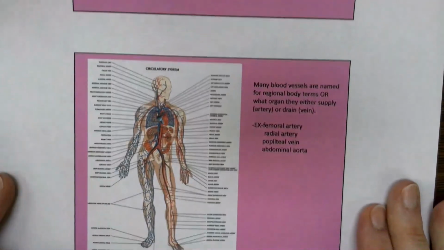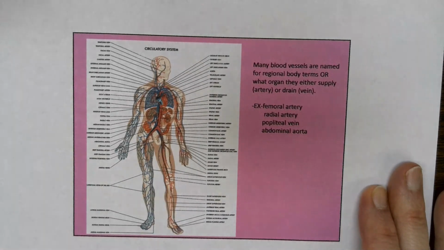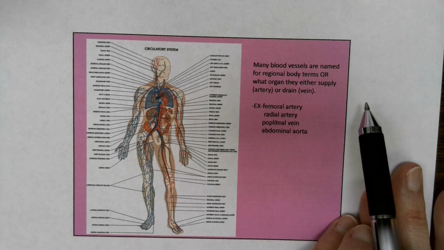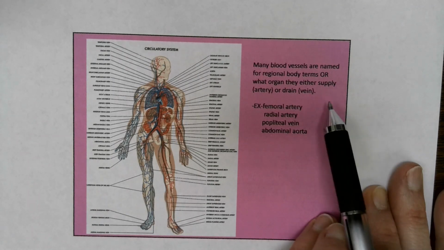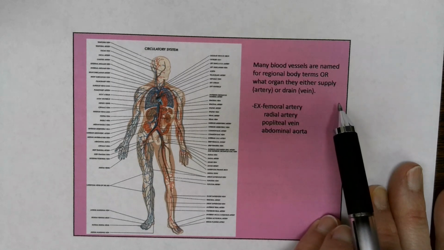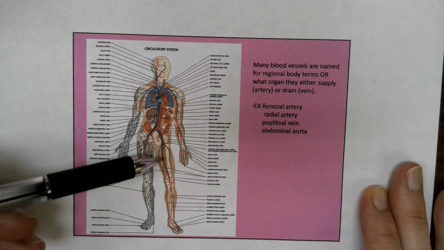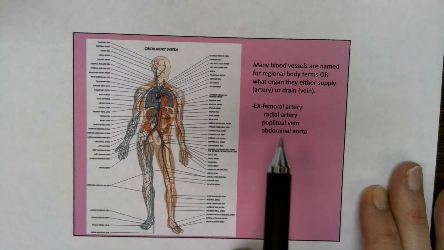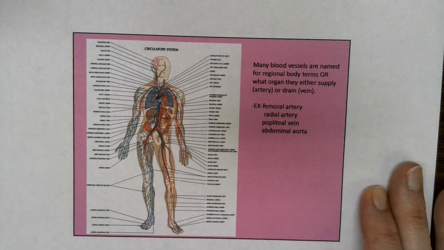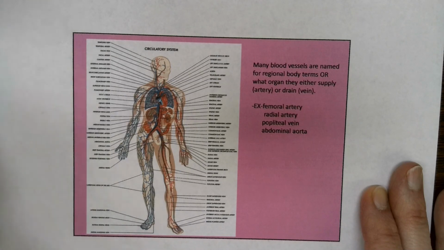So then I was going to just mention this. We don't do a whole lot with this, and I know you can't read hardly anything on here, but I just figured I'd mention that a lot of our blood vessels, not all of them, are named for regional body terms that we've already covered, or for what organ they either supply or drain. For example, the femoral artery runs down the length of the femur. The radial artery runs along the length of the radius. The popliteal vein, remember popliteal is on the back of the knee, so it's on the posterior side of the knee. The abdominal aorta runs through the abdominal region.